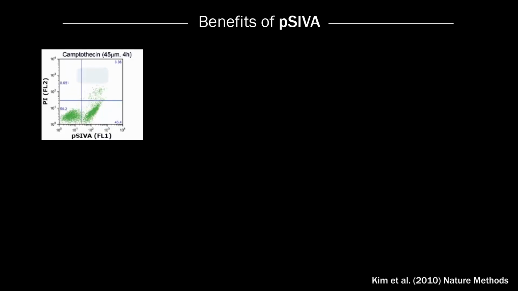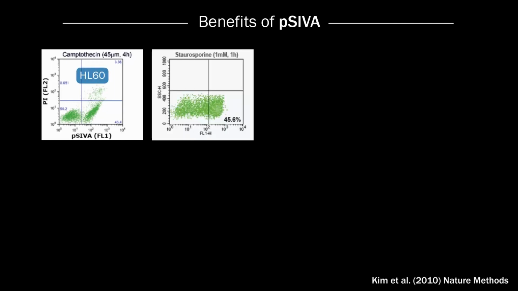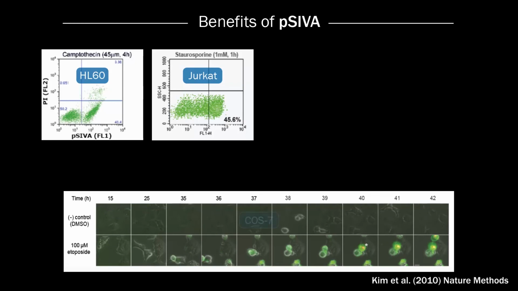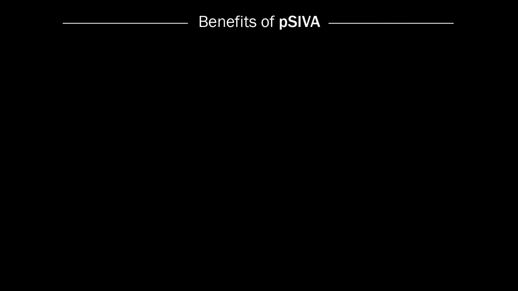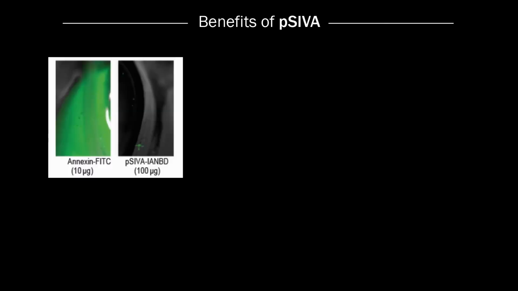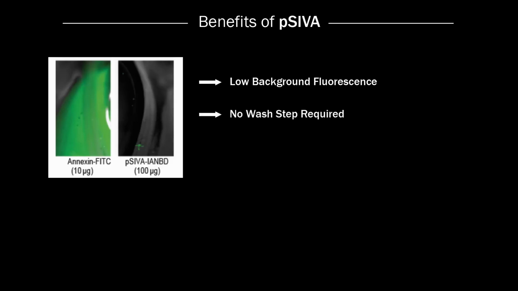pSIVA has been used to analyze phosphatidylserine exposure in various cell cultures and primary cells in flow cytometry and microscopy, as well as for in vivo and tissue applications. Due to its low background staining, pSIVA demonstrates sensitive detection of permanent and transient phosphatidylserine translocation.